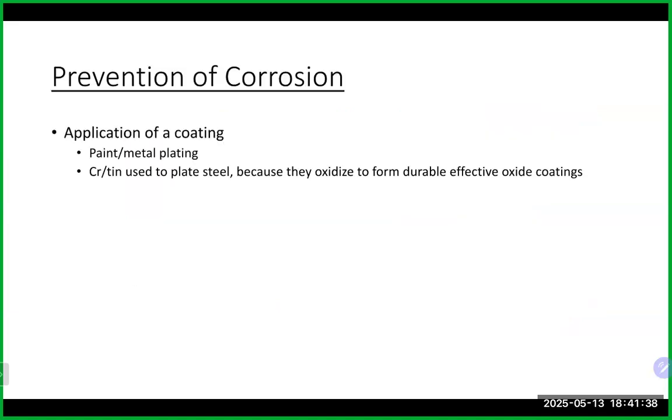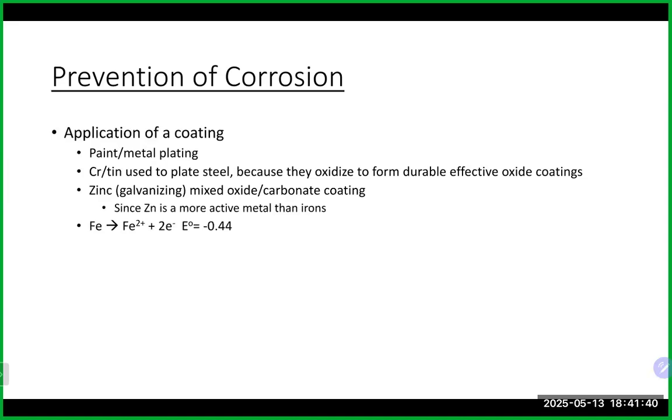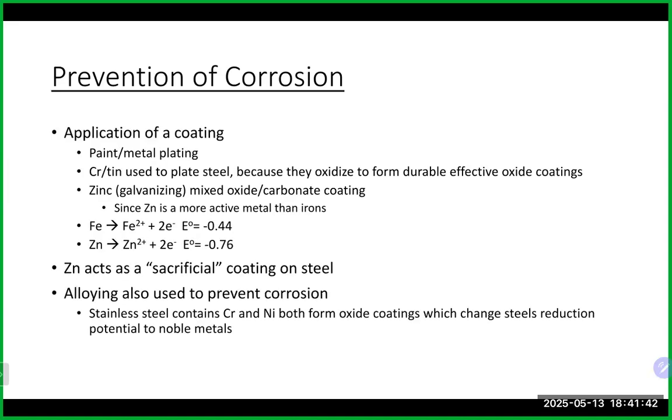There are some ways, though, that you can prevent corrosion, and we'll talk about a few different ways. Painting or metal plating is one. They sell paint called Rust-Oleum paint. That's probably why the name's called Rust-Oleum paint. So it protects your metal from rusting. You could use chromium and tin to plate steel, and that again forms a durable layer that protects the metal underneath it. Also galvanizing with zinc, doing the same deal.